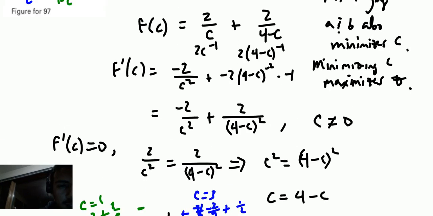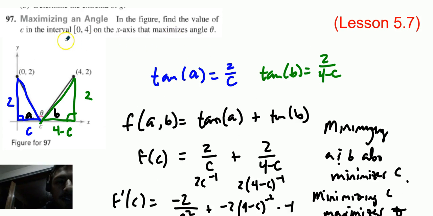Okay, let's go back and answer the question. The question is asking to find the value of C that maximizes the angle. When we minimize A and B, we minimize C. When we minimize C, we maximize theta. So the answer is C is equal to 2.